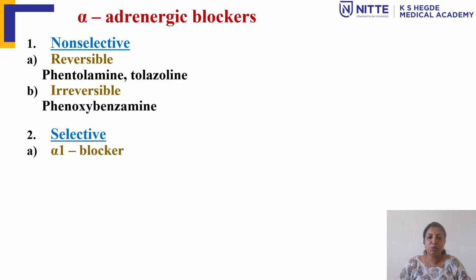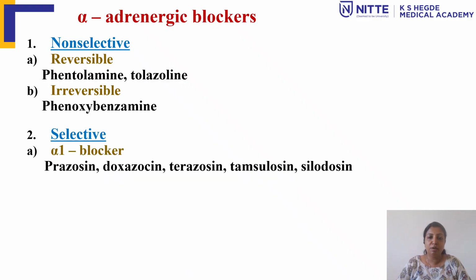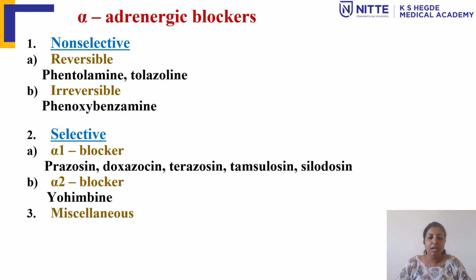Selective alpha blockers: we have alpha 1 selective alpha blockers, that is drugs which can selectively act on the alpha 1 receptors without much action on the alpha 2 receptors. We have prazosin, doxazosin, terazosin, tamsulosin, and silodosin. And then you have the alpha 2 receptor blocker, that is yohimbine, which does not have much clinical importance. And then we have miscellaneous alpha blockers like ergot alkaloids.